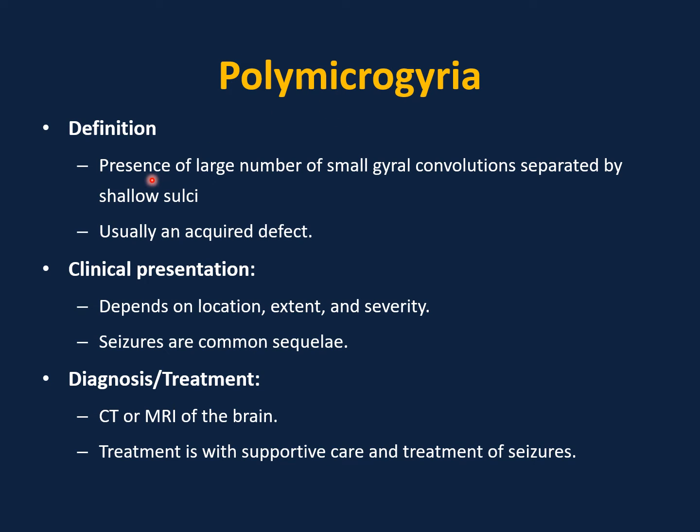Polymicrogyria, from the name, is the presence of a large number of gyral convolutions separated by shallow sulci. This is usually an acquired defect. The presentation depends on the location and the severity. They commonly present with seizure. The diagnosis is CT or MRI, and the treatment is supportive.